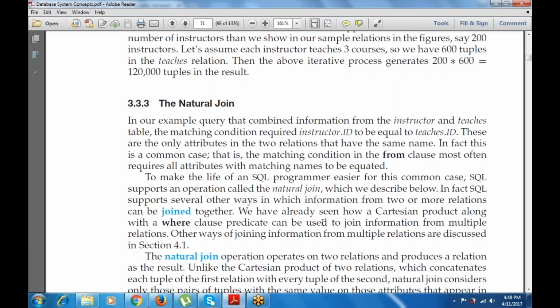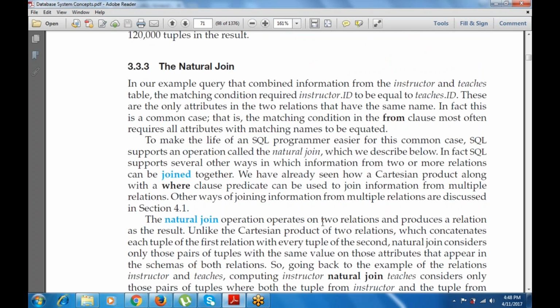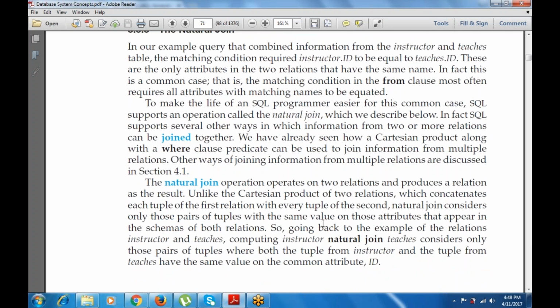And this natural join operation also operates on two relations and produces a relation as a result. Unlike the Cartesian product of two relations, which concatenates each tuple of the first relation with every tuple of the second, natural join considers only those pairs of tuples with the same value on those attributes that appear in the schema of both relations.